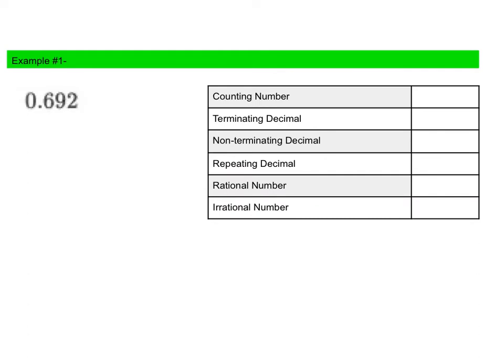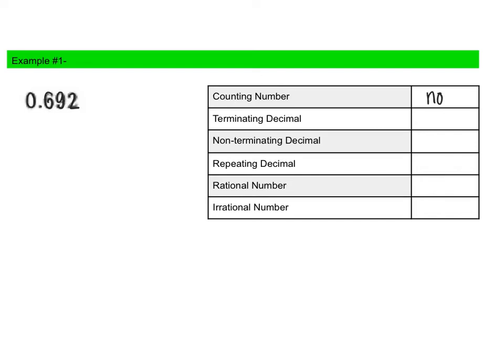All right, for example number 1, we want to classify this number. I know it's a little bit weird looking right now, but it's 0.692. And we want to classify this as the things off to the right. So is this a counting number? No. This is not a counting number, because remember, counting numbers are 1, 2, 3, 4, 5, all the way up. Is this a terminating decimal?